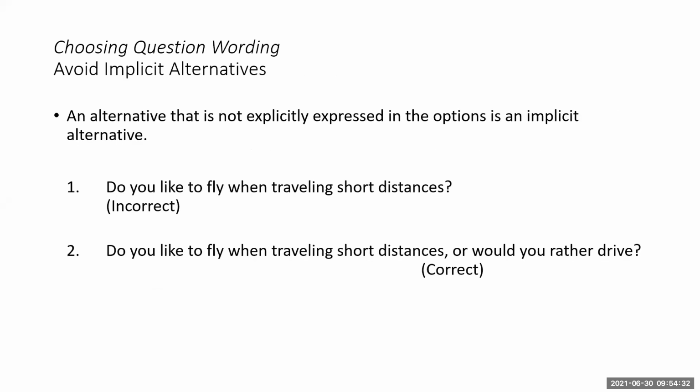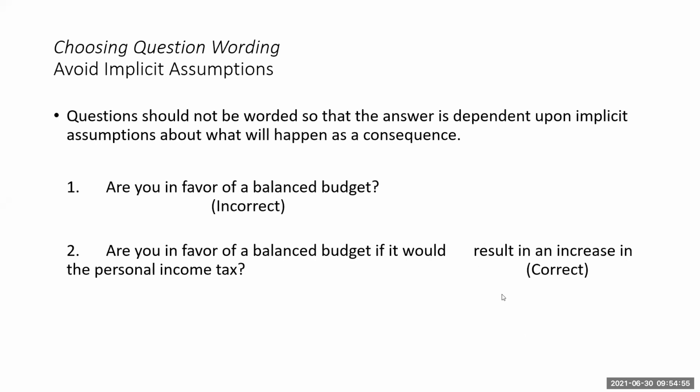The other thing is, when you are asking questions, ask them properly. For example, the incorrect form is, do you like to fly when traveling short distances? You should ask something like, do you like to fly when traveling short distances, or would you rather drive? If you say, do you like to fly, it's like yes or no. But are you trying to talk about some other options? So ensure that you ask the questions in an appropriate manner, so that they are able to answer in a similar way, and the wordings are not confusing.